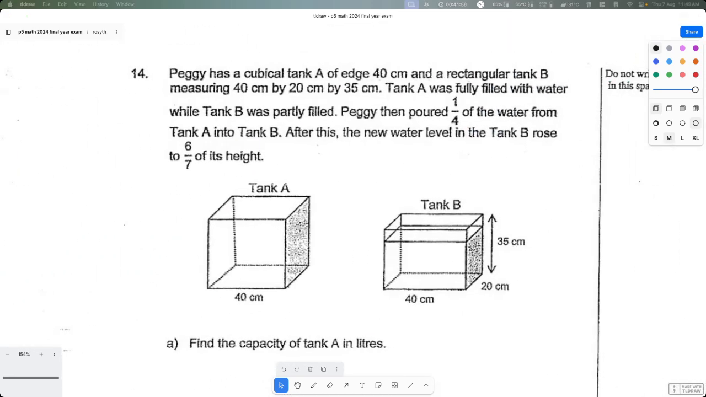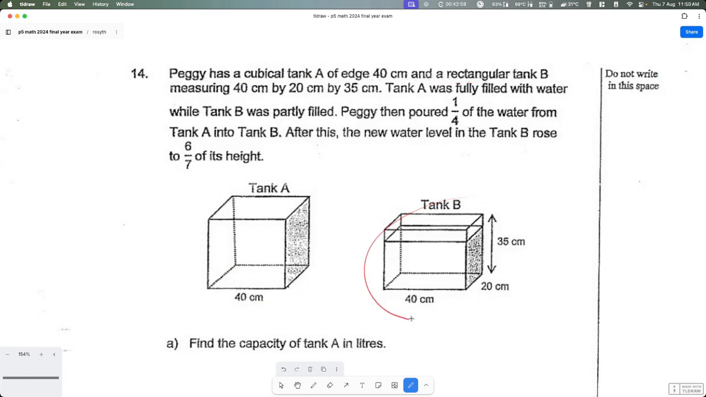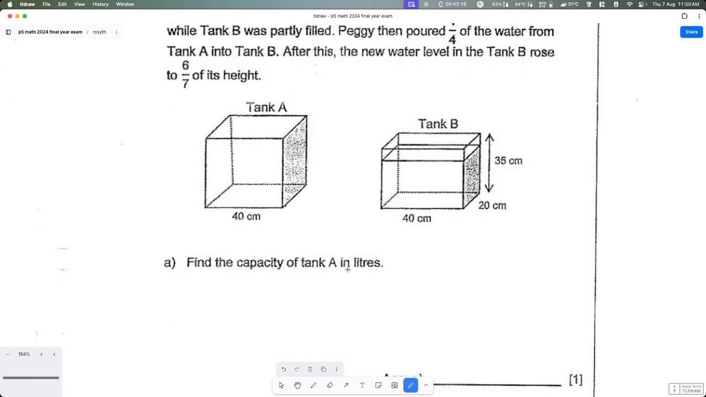Okay, let's move on to question number 14. So it says here, Peggy has a cubical tank A of edge 40 centimeter and a rectangular tank B of 40, 20, and 35. Tank A was fully filled with water, while tank B was partly filled. Peggy then poured 1/4 of the water from tank A into tank B. After this, the new water level in tank B rose to 6/7 of its height. Find the capacity of tank A.